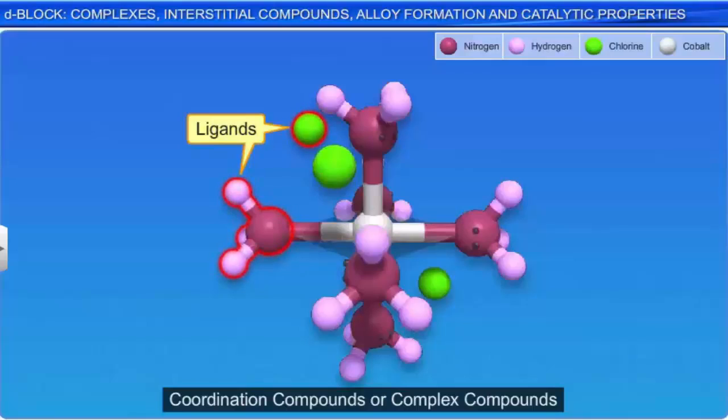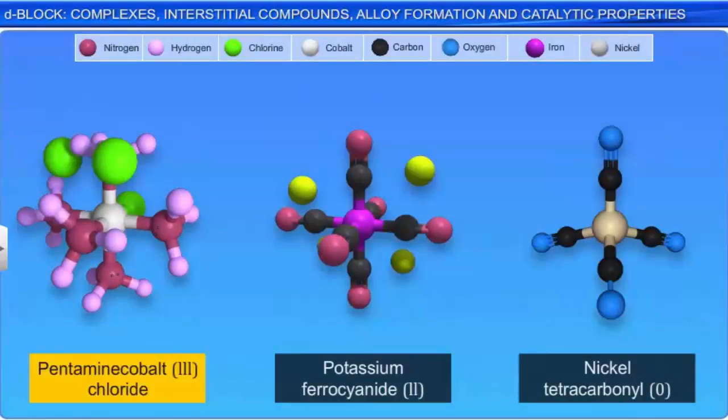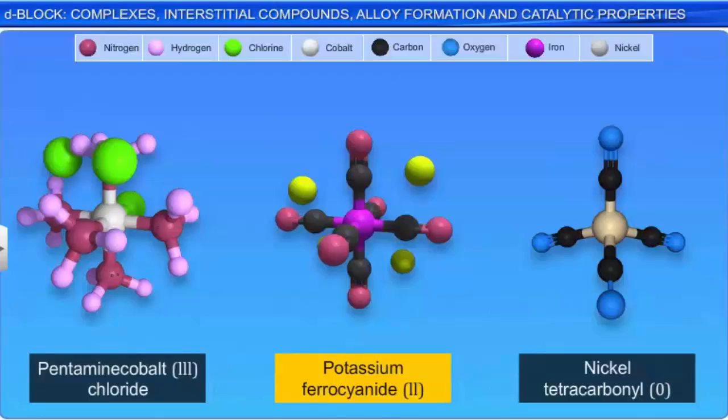Some examples of complex compounds are given here. They are pentaammine cobalt(III) chloride, potassium hexacyanoferrate(II), and nickel tetracarbonyl(0).